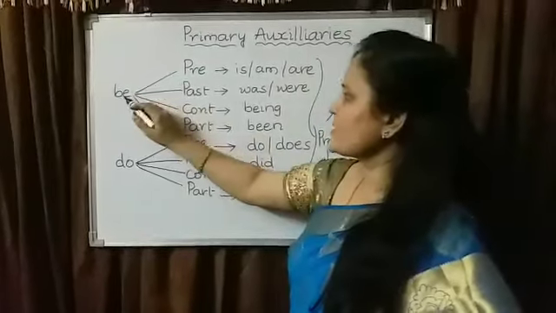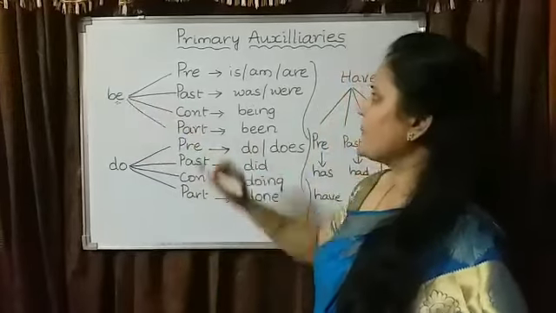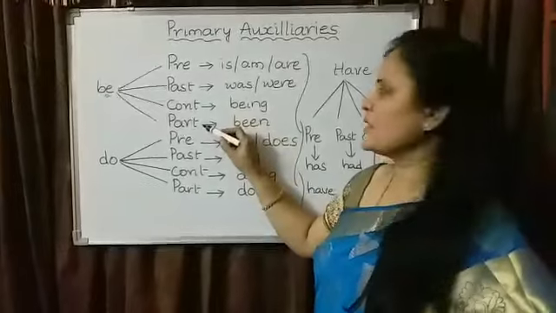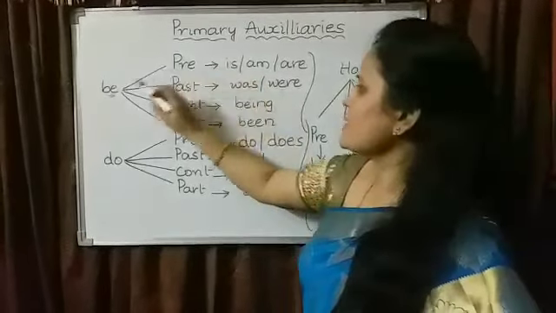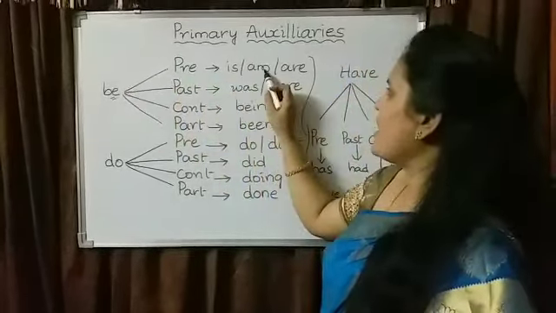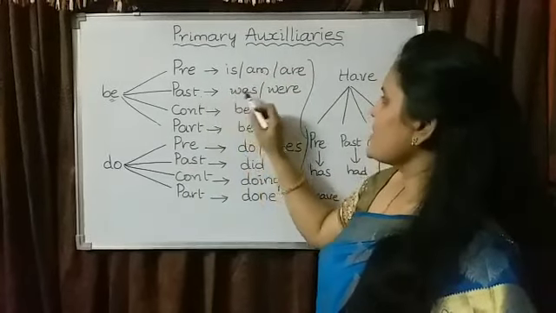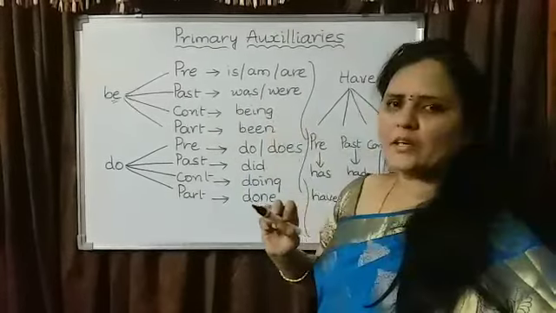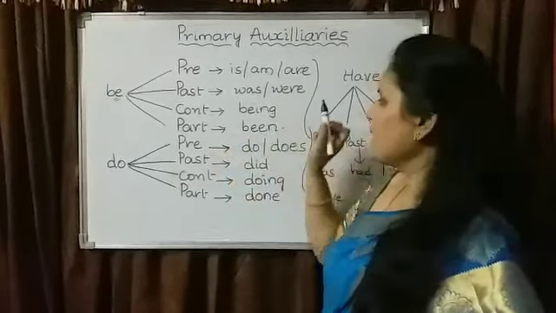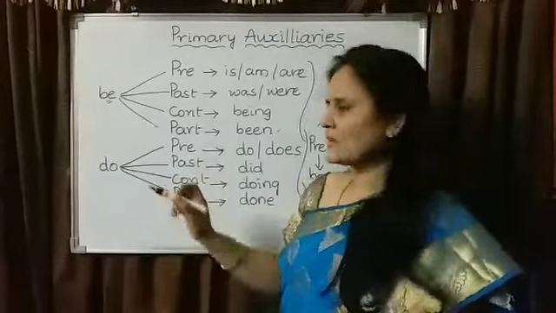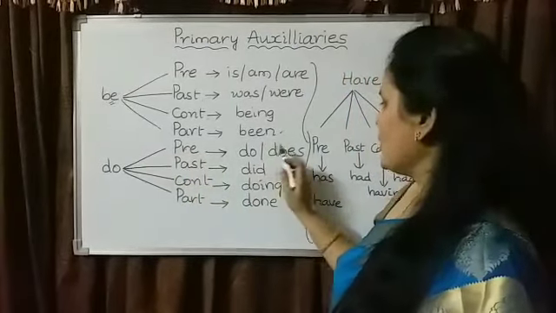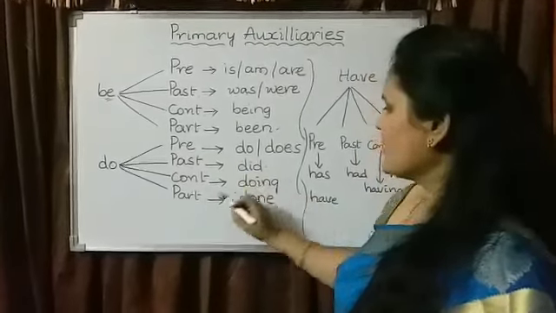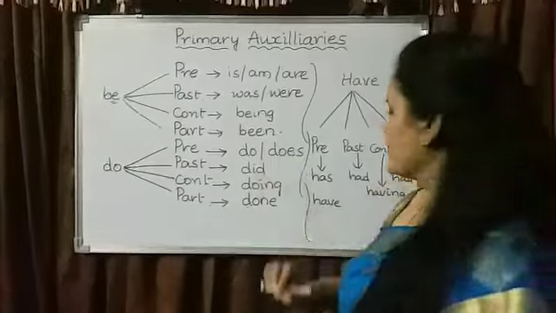Let us see the first one, the root word, that is be. Present tense, past tense, continuous and participle. Present be forms are is, am and are. Past be forms, was and were. Continuation form is being, and participle is being. Coming to do forms. Present do forms, do and does. Past do form is did, continuation is doing and participle is done.